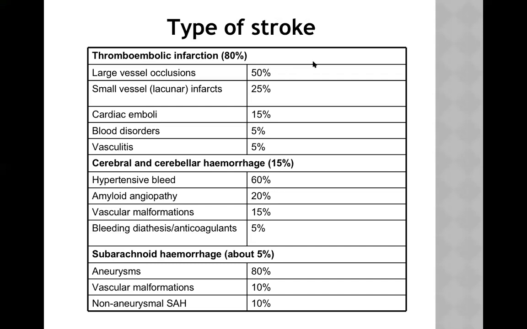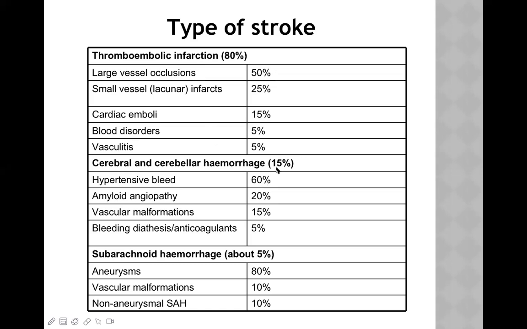And then among them, what are the common causes? See here, the large vessel occlusion, either the internal carotid artery itself or the branches of the internal carotid artery like middle cerebral or anterior cerebral. They are quite commonly occluded in almost 50% of the cases. Some other causes are lacunar infarct, cardiac emboli, blood disorders, or vasculitis. All of them can lead to formation of a thrombus or embolus, which can block the blood flow leading to infarction. This is the way. So we'll talk about this in detail in the subsequent slides.